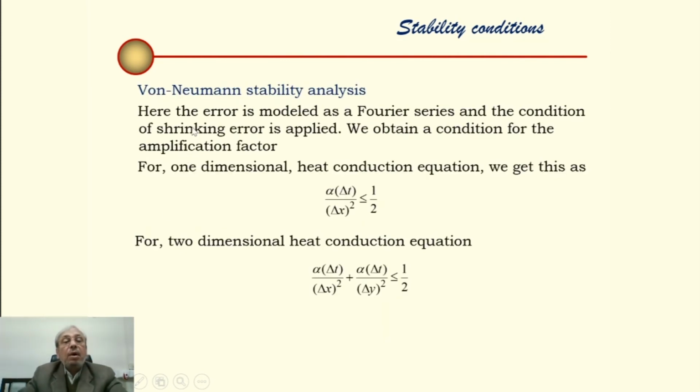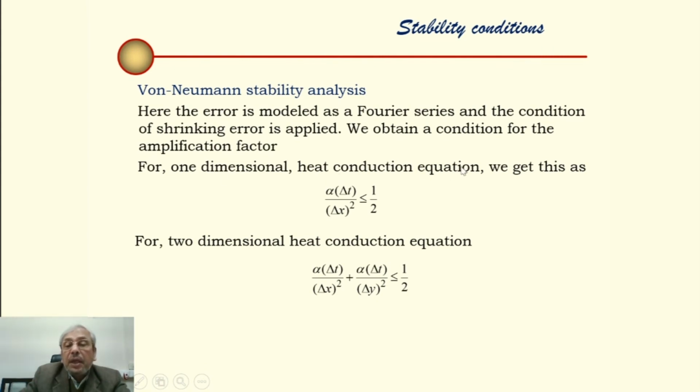Now this is called von Neumann stability analysis. Correct pronunciation is von Neumann stability analysis. Here the error is modeled as a Fourier series and the condition of shrinking error is applied. We obtain a condition for the amplification factor.